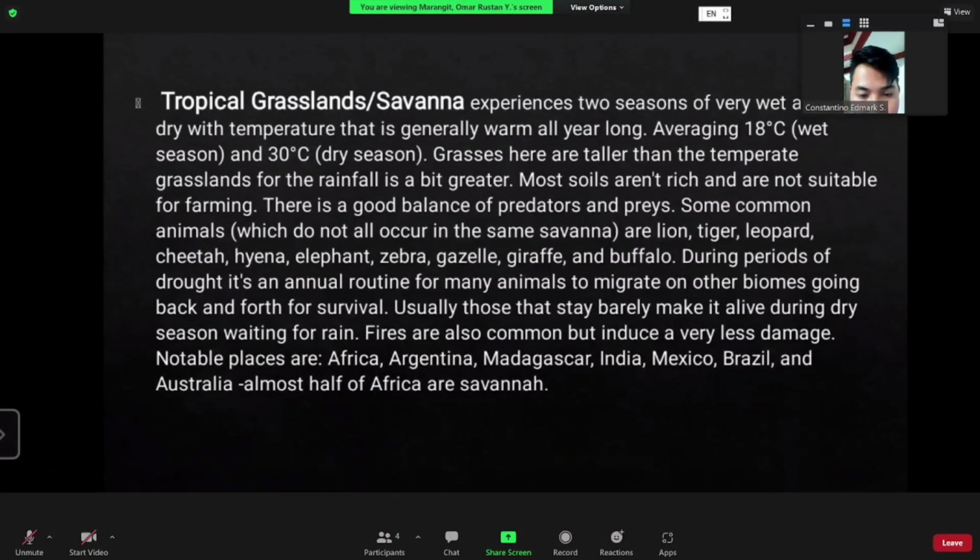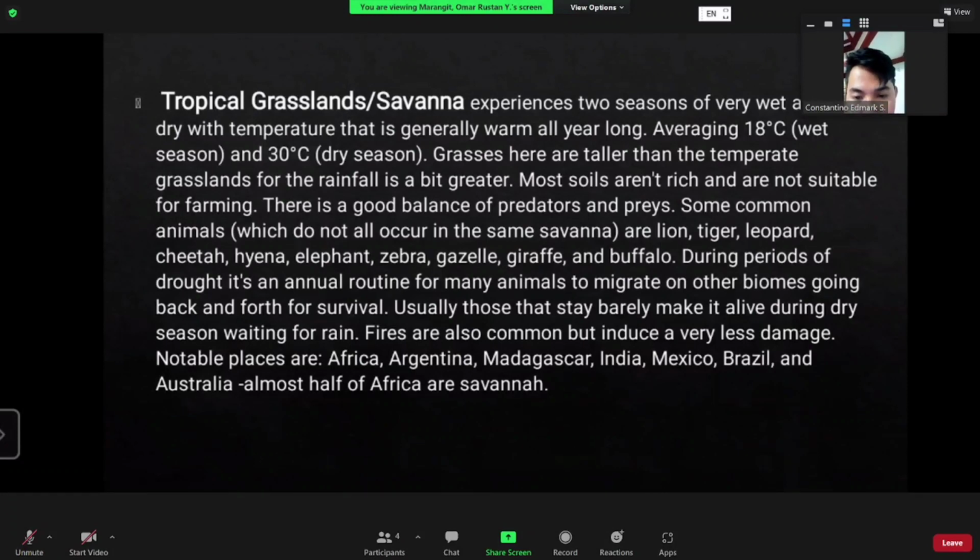Some common animals, which do not all occur in the same savanna, are lion, tiger, leopard, cheetah, hyena, elephant, zebra, gazelle, giraffe, and buffalo. During periods of growth, it's an annual routine for many animals to migrate to other biomes, going back and forth for survival. So, yung mga hayop dito is naghahanap sila ng lugar na masusustain yung needs nila. Kasi hindi naman stable yung klima dyan. Kailangan din nila mag-migrate para sa mga needs.